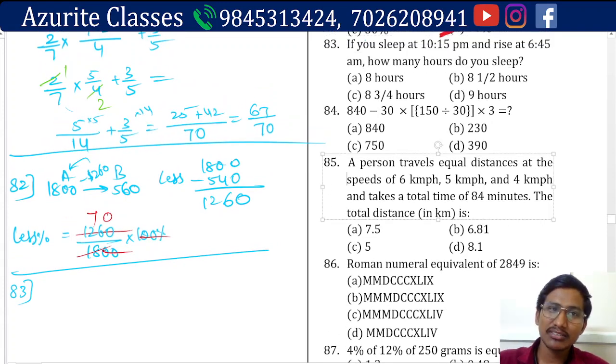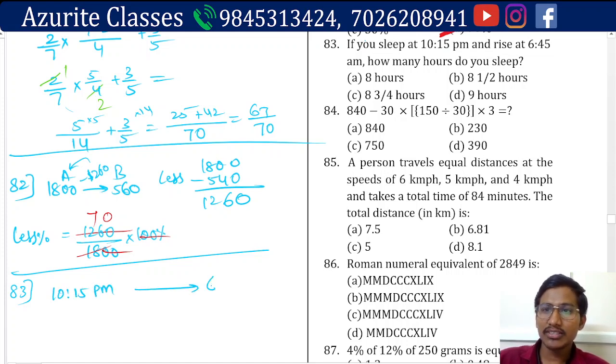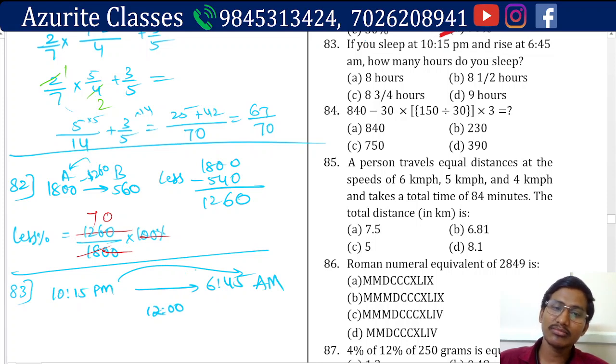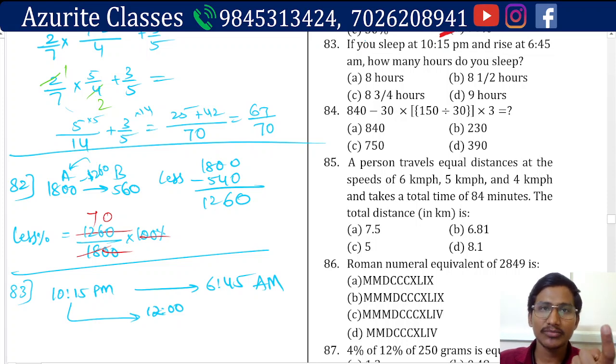When it is the middle, what you have to do? We have to take directly, right? So 10:15 p.m. to 6:45. So I told you in the middle there will be 12 o'clock, right? When it is changing from a.m. to p.m. or p.m. to a.m., then we have to take the middle 12 o'clock. So 10:15 to 12 o'clock, you count it. 10:15 to 11 o'clock, 45 minutes, and then 11 to 12, 1 hour. So 1 hour 45 minutes here, and here 12 to 6, 6 hours 45 minutes.